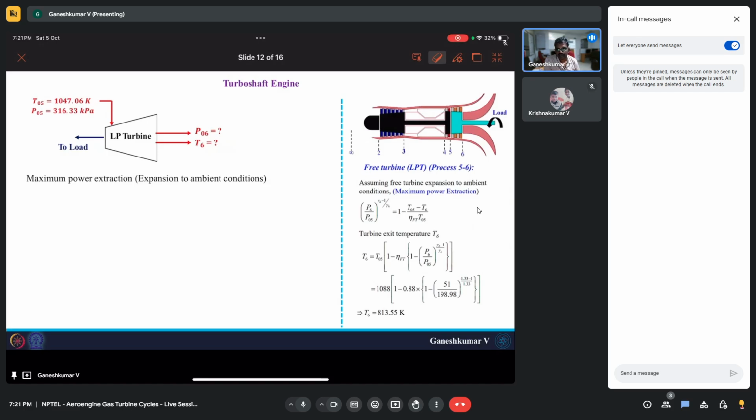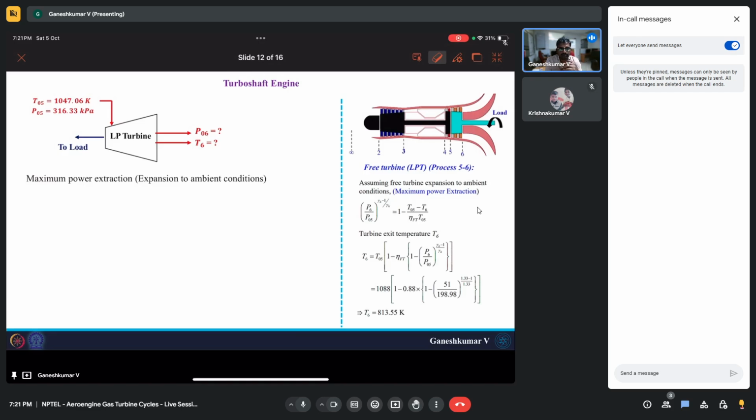Let's say we are trying to extract maximum power out of the LP turbine. The maximum we can do is to expand the air to the ambient condition. You cannot go more than that. During expansion the pressure is going to reduce, so whatever your pressure is, you can expand only till ambient conditions.